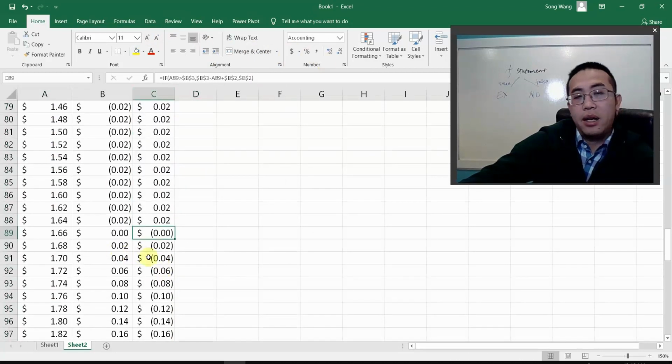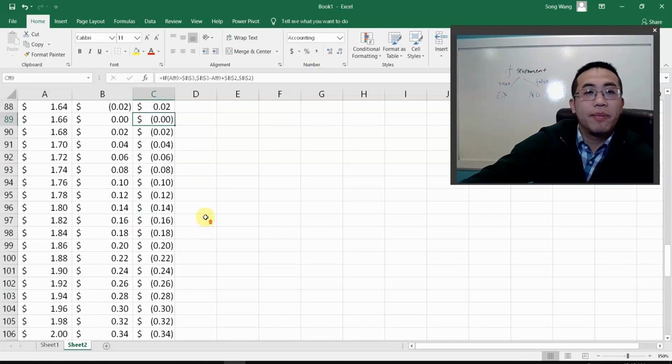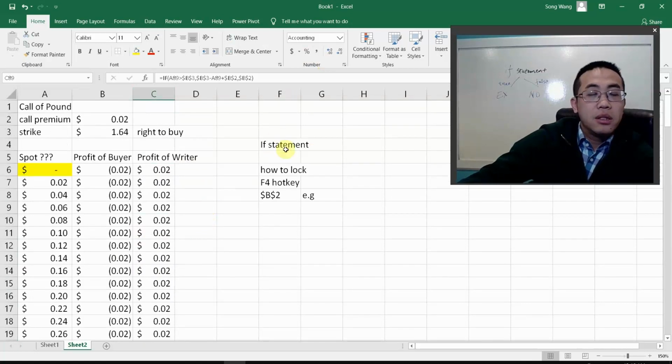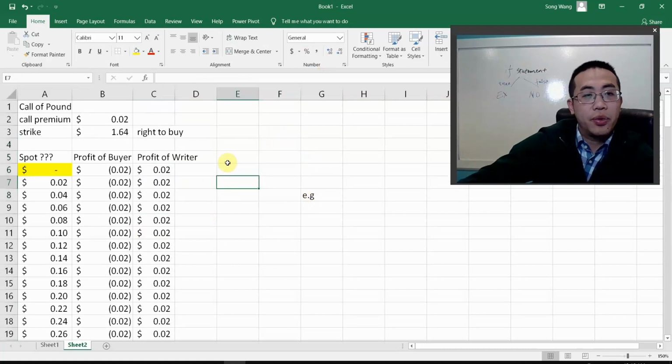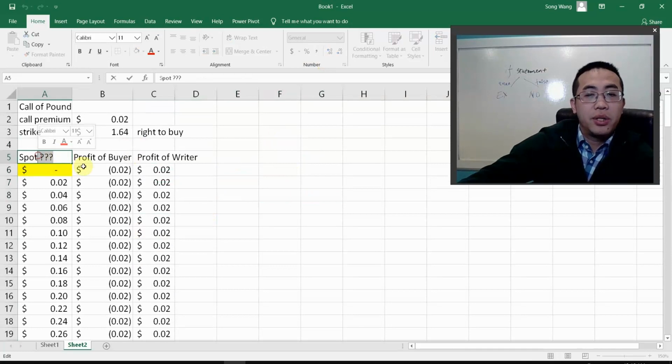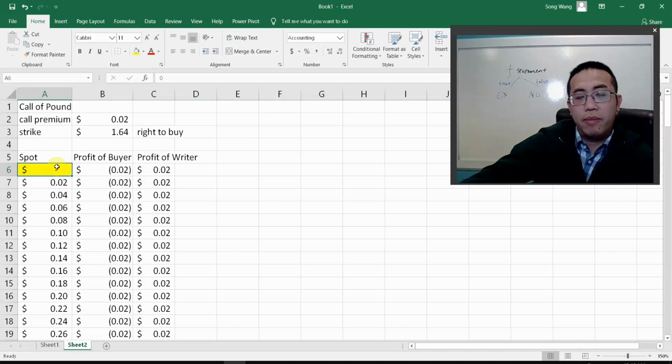Then whatever the buyer makes would be the loss of the writer. All right. So if I want to draw a chart indicating the profit for option buyer and option writer as the spot rate goes by, it can be anywhere. So this is what I will do.